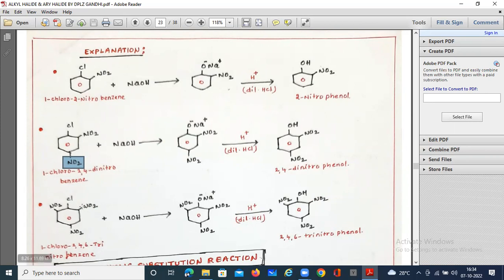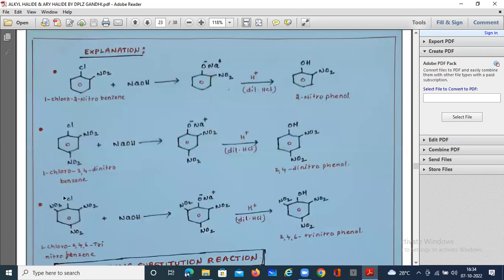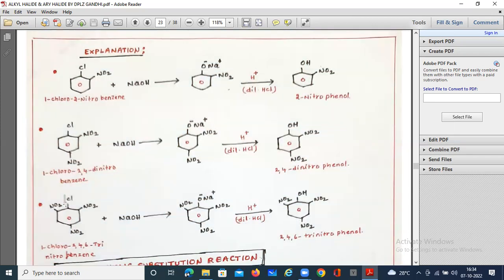What about this? 2,4,6-trinitrochlorobenzene reacts with aqueous NaOH, which contains ONa as a nucleophile, whereas the chlorine is replaced like this. First it gives the phenoxide ion, meaning sodium 2,4,6-trinitrophenoxide. Further on acidification with dilute HCl, it gives 2,4,6-trinitrophenol.